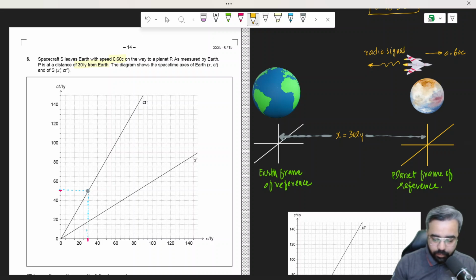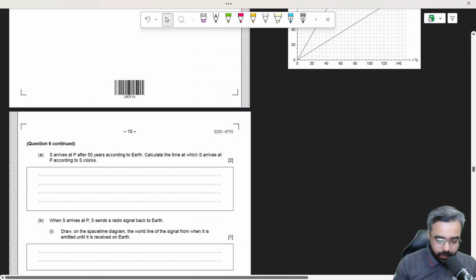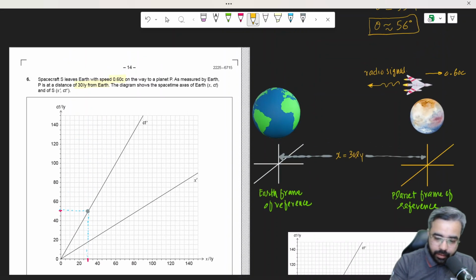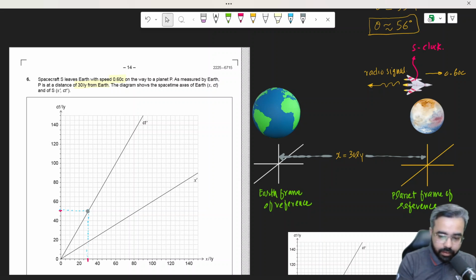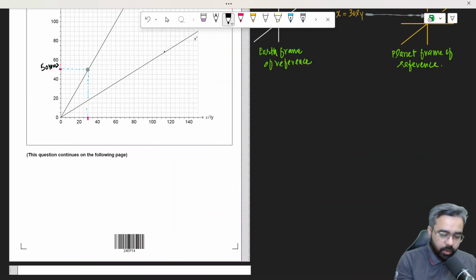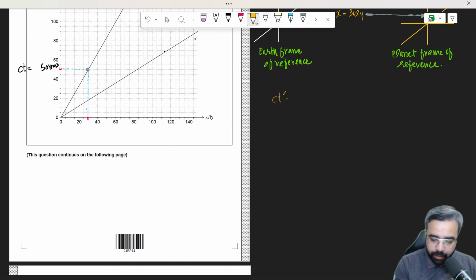Let's see what they are asking in the first question. They say: calculate the time at which S arrives at P according to S's clock. So what is S's clock? S's clock means the clock of the person on the spaceship. We know it is 50 years according to the person on the Earth. This 50 years is the value of ct, the observer time on the Earth, but we need to find the value of ct prime when the spaceship reaches the planet.